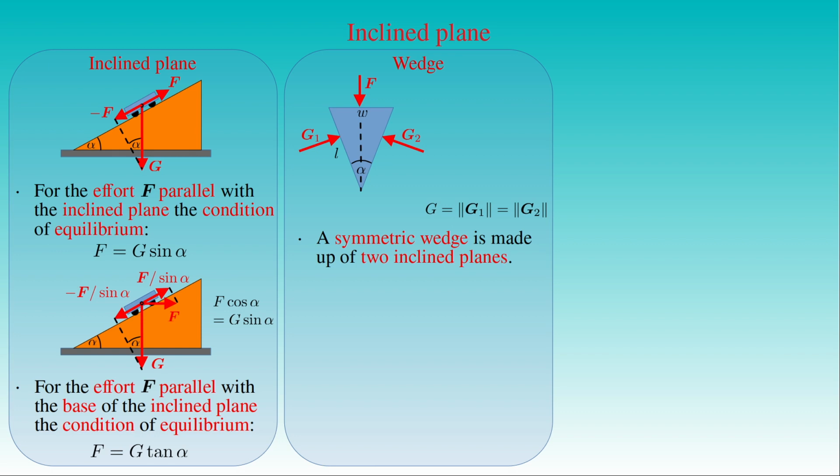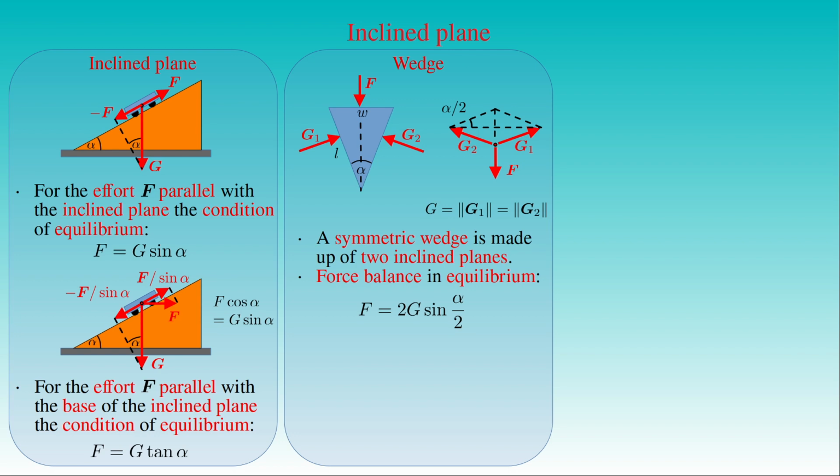In equilibrium the three forces are balanced, and the condition of equilibrium for a symmetric wedge is given by the equation stating that the magnitude of the force F is equal to 2 times the magnitude G, times the sine of the angle alpha over 2. This condition can also be derived from the fact that the effort F over 2 and the loads G1 and G2 are exerted on each inclined plane, where the effort is parallel to the base of the inclined planes and the loads are perpendicular to the inclined planes.